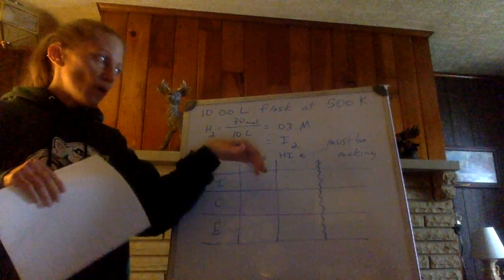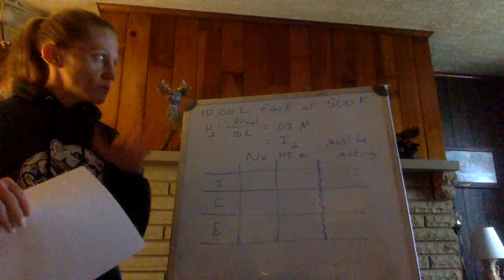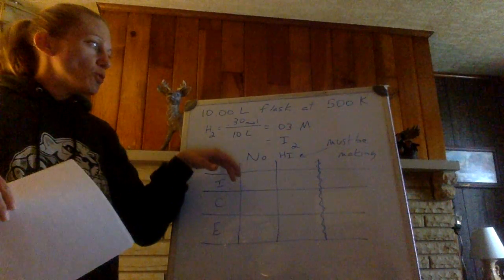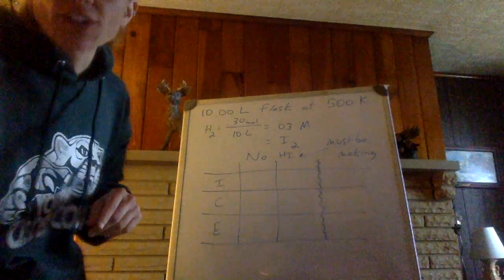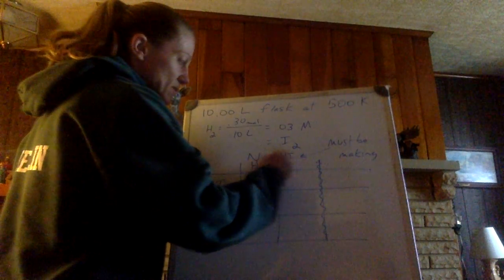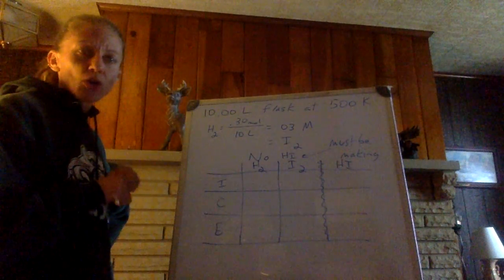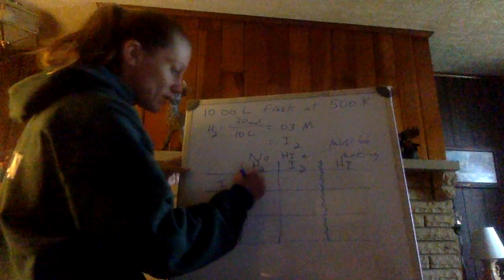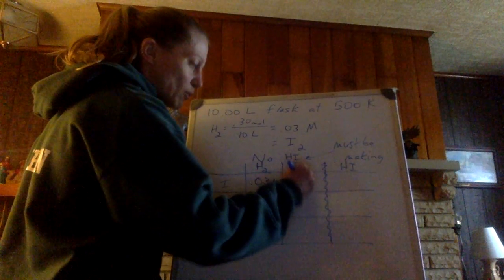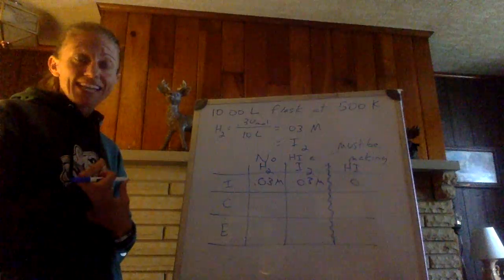So, no HI. You did great. You had your molarities from your liters. Perfect. You didn't have any HI, and a lot of you got to this point just fine, where we had H2 and I2 and then HI. We were good on that. And you knew 0.03 molar, 0.03 molar, and nothing. But we got to make the nothing.